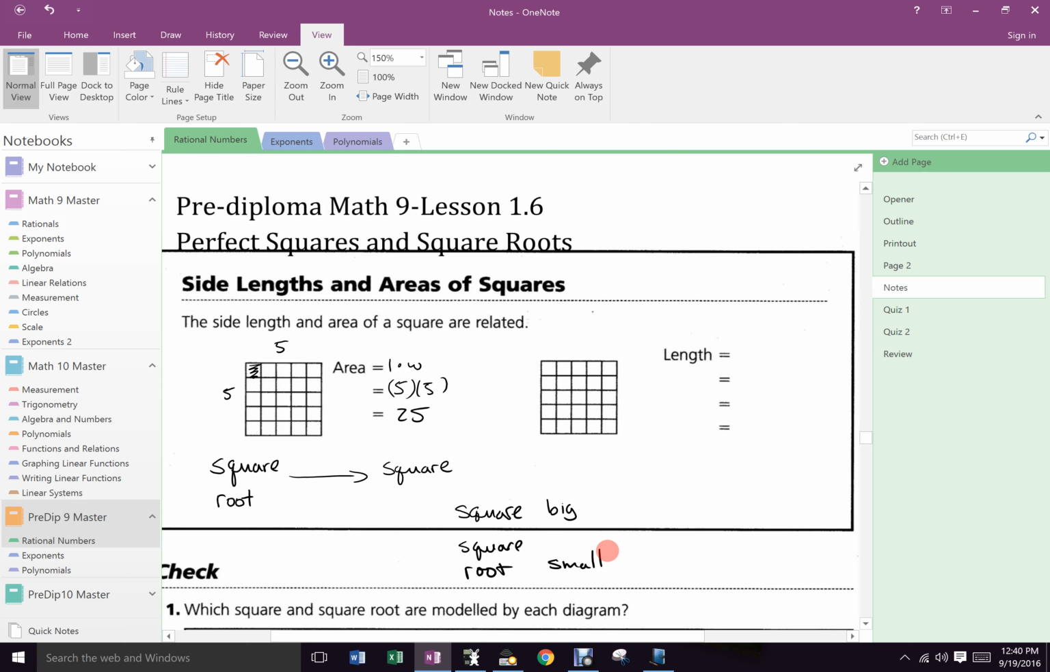Now, I want to ask you a question. You have to think about this. Do not yell out an answer. What are there more of, squares or square roots? A bunch of people went square, and then they waited a second, and then some other people said square roots. Which is it?